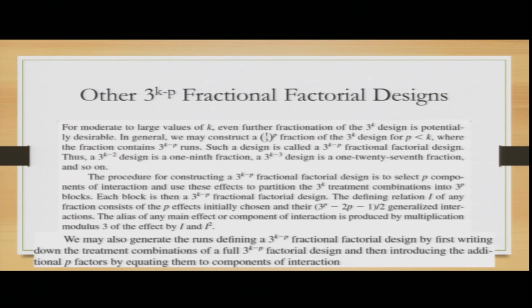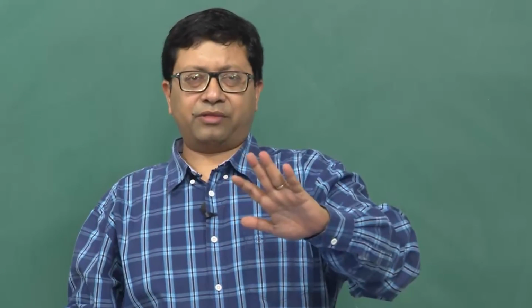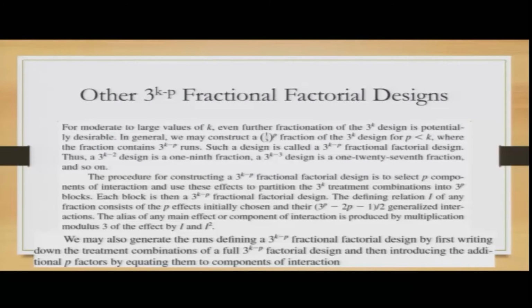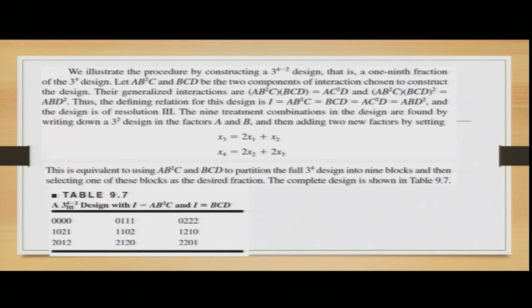So, you have 3 to the power p minus 1, that whole thing divided by 2. You can find out how many blocks and how many variables there are, such that the number of blocks multiplied by the number of variables in each block gives you the total number of observations. We may also generate the runs defining the 3 to the power k minus p fractional factorial by first writing down the treatment combinations of a full 3 to the power k minus p design and working accordingly. We illustrate the procedure by constructing a 3 to the power 4 minus 2 design, that is a 1/9 fraction of the 3 to the power 4 design.